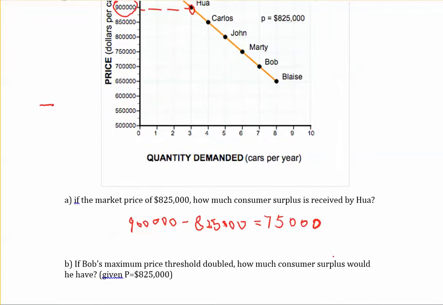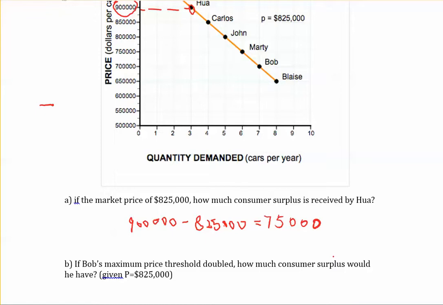Now look at the second question. If Bob's maximum price threshold doubled, how much consumer surplus would he have? So the same idea as the first question. The only difference is after you find Bob's maximum price on the graph, you need to times 2 because the threshold doubled. And then you will do the same thing, minus $825,000, and you will get the consumer surplus.